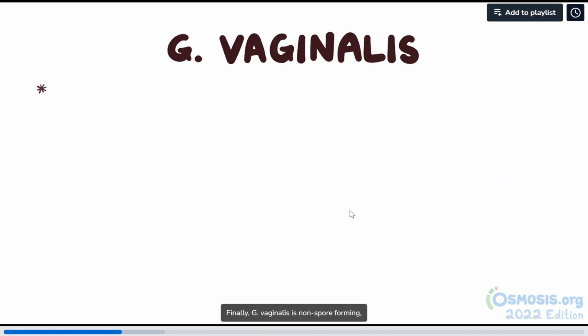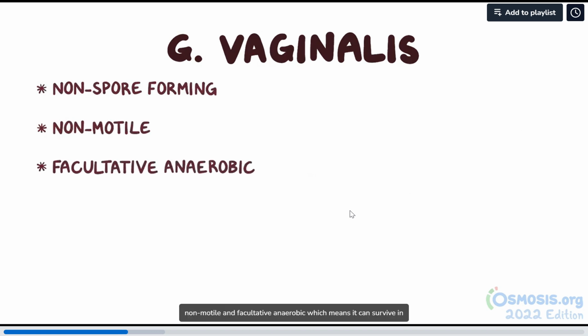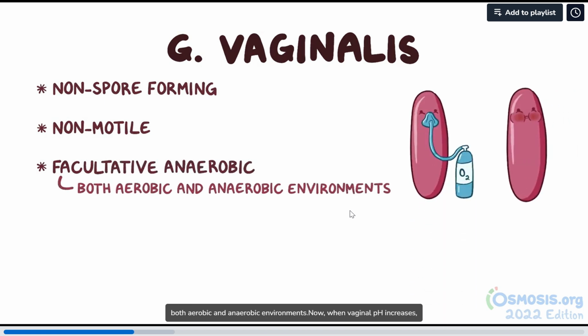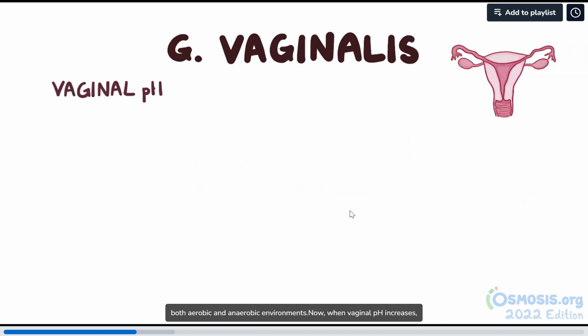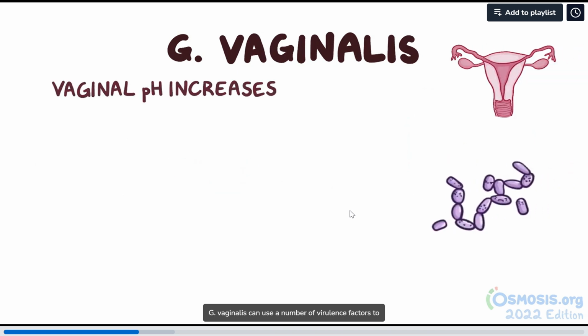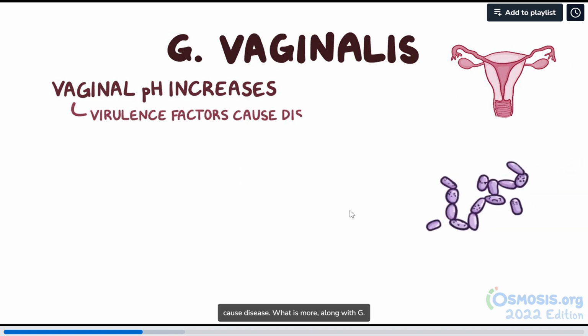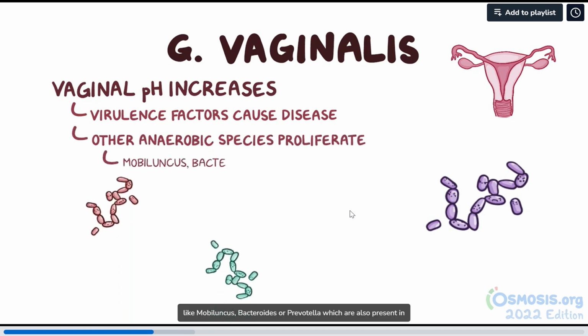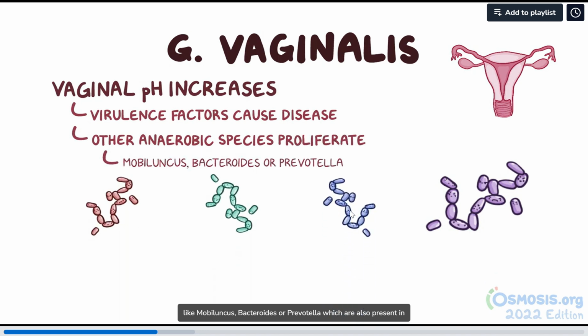Finally, G. vaginalis is non-spore-forming, non-motile, and facultative anaerobic, which means it can survive in both aerobic and anaerobic environments. Now, when vaginal pH increases, G. vaginalis can use a number of virulence factors to cause disease. What is more, along with G. vaginalis, a number of other anaerobic bacteria species can proliferate, like Mobiluncus, Bacteroides, or Prevotella, which are also present in low numbers in normal vaginal flora, resulting in a mixed infection.